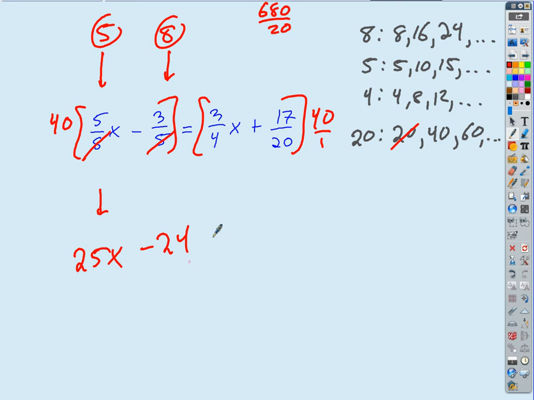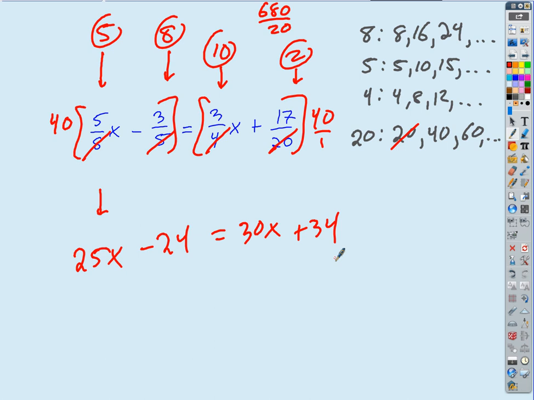How about on this side? 40 over 4 reduces to 10. So we cross out the denominator and multiply 10 by the top. So what's that going to give me? Yeah, 30x. And then 40 over 20, 2 times 17, 34. How much easier is that now? In one step, we get this easy equation instead of having this horrible fraction-riddled equation. We have to battle fractions every step, right?